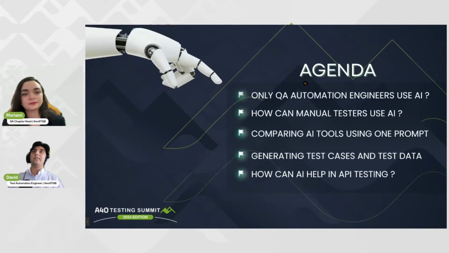First of all, let's look at our agenda. We are going to be talking about the main topic: can only automation engineers really use AI? How can manual testers use AI? We're going to be comparing AI tools using one prompt and see how different the results are for these two tools. Also, we're going to be generating some test cases and test data. And at the end, we're going to be talking about how AI can help in API testing as well.